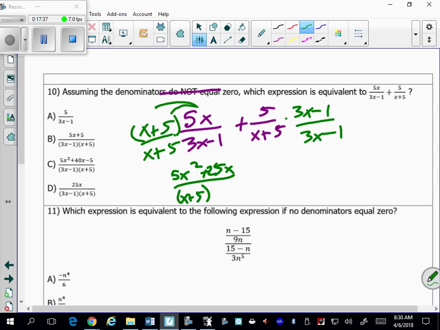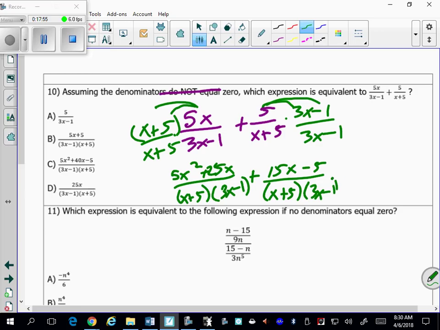plus, let's distribute this 5 to the binomial, 15x minus 5 over the exact same denominator. Once we have like denominators here, I don't multiply out the denominators. It's never going to help you to do that, so don't do it. But now we combine the numerators.